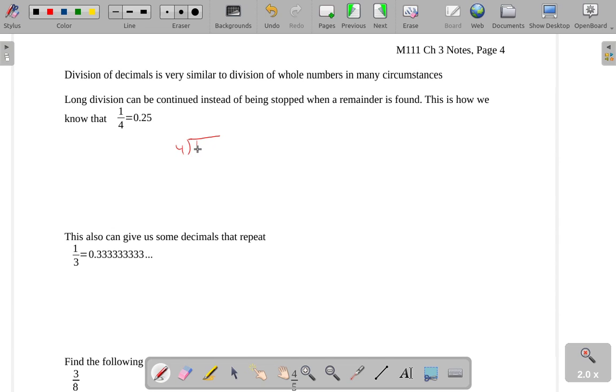Well, 4 doesn't go into 1 at all, so we're going to write a 0 there. And normally, I would use a remainder here. I would say, well, 0 with a remainder of 1, so it's 1/4. Okay, well, that's not very helpful.